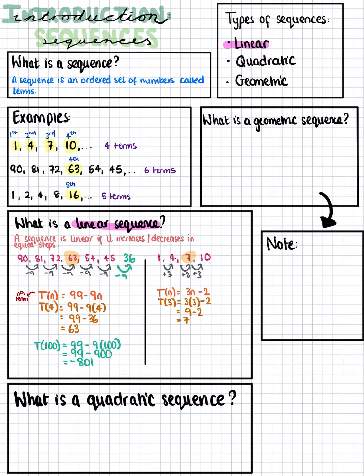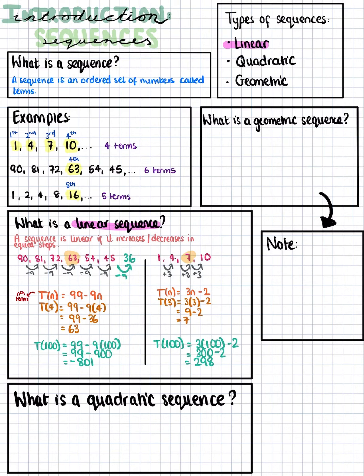So what would we get for our 100th term? Well, let's replace n with 100. So for term 100, I will get 3 times 100 minus 2. 3 times 100 is 300, and minus 2 is 298. So my 100th term is 298.